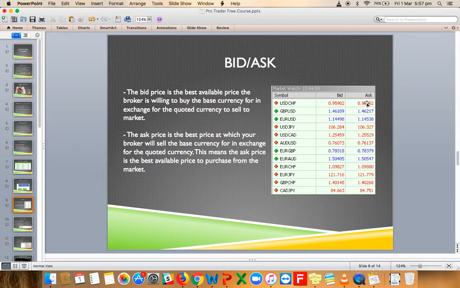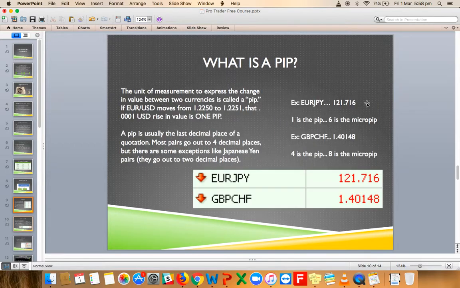Because remember, the broker is like the intermediary between you and the big market. So whenever you place your trade, they automatically make what is sometimes referred to as commission, but it's called spread here in the forex market. Spread, that's the difference between the bid and the ask price. All right, good. So now we discuss another very important aspect of forex trading.